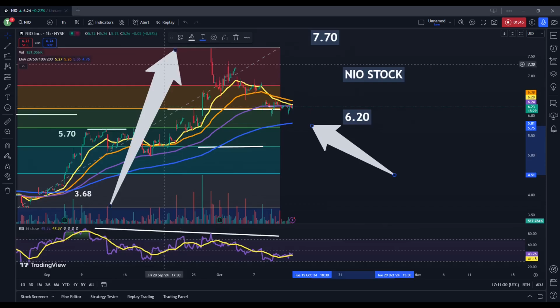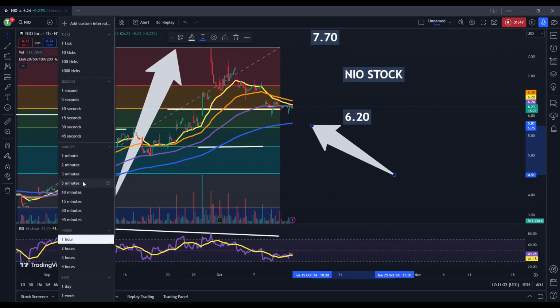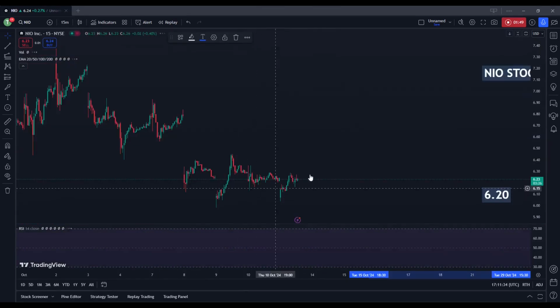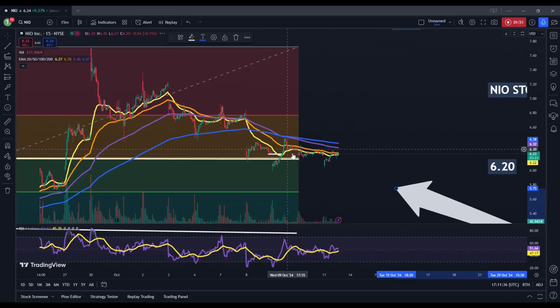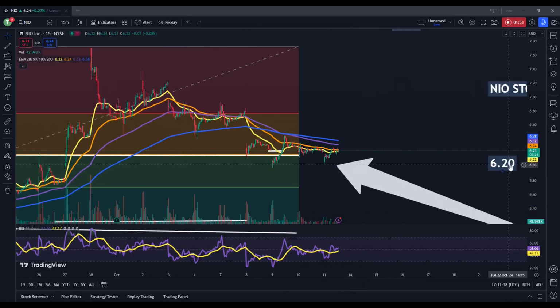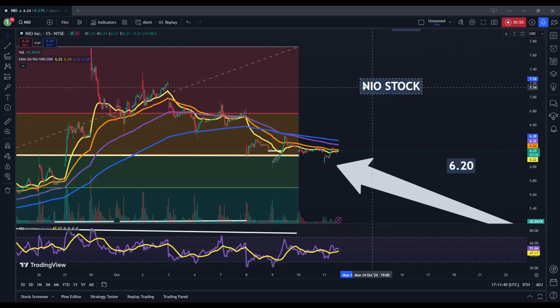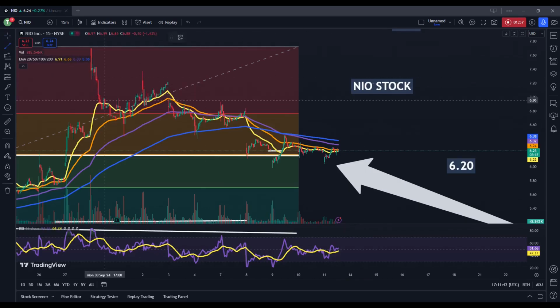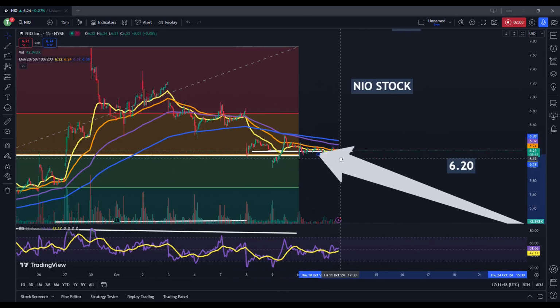So, I'll just move in here quickly. There are a couple of different ways you can view this type of price action. What we're seeing at the moment is we are starting to flatline at roughly these $6.20 levels. And there are two different ways of looking at this.